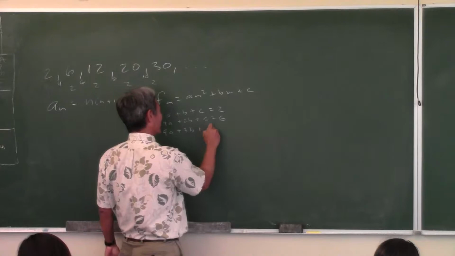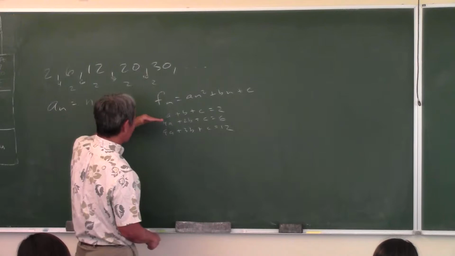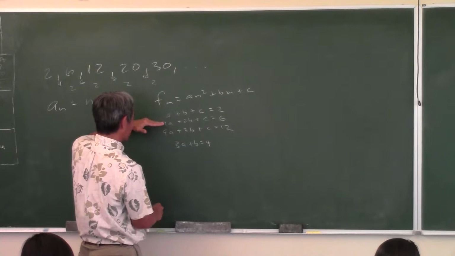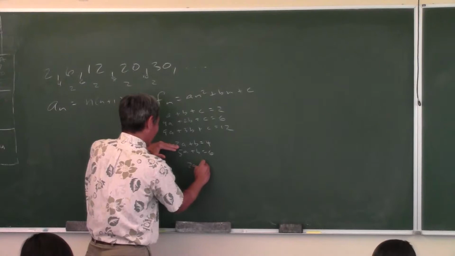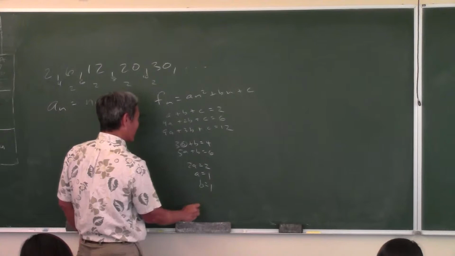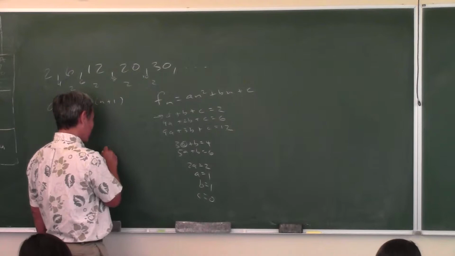But it's easy because look, what is this minus this? 3a plus b equals 4. What's this minus this? 5a plus b equals 6. What's this minus this? 2a equals 2, a equals 1. Plug it back in there, b equals 1, plug it back into here, c equals 0. So therefore the formula was 1n squared plus 1n plus 0.